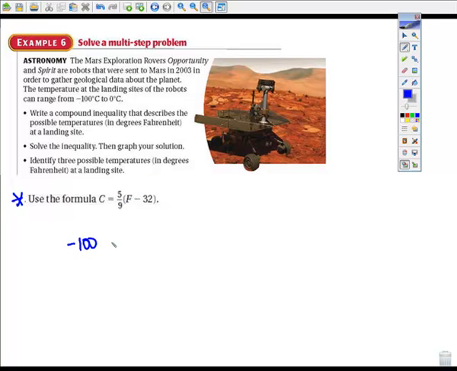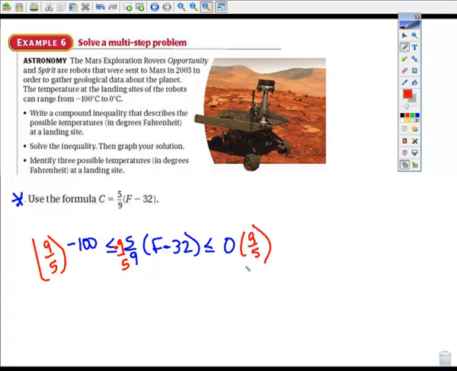And we're going from negative 100 degrees to 0 degrees. So when I solve this, the first thing I want to do, I don't really want to distribute 5/9. So what I'm going to do all the way around is multiply everything by 9/5. And so that will eliminate this. This is going to give me 5 goes into negative 100, negative 20 times. 9 times negative 20 is negative 180. Less than or equal to F minus 32. Less than or equal to, I still have 0.